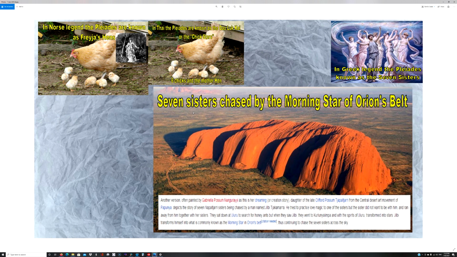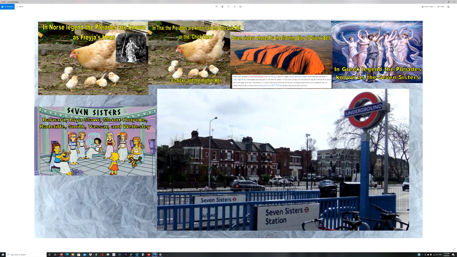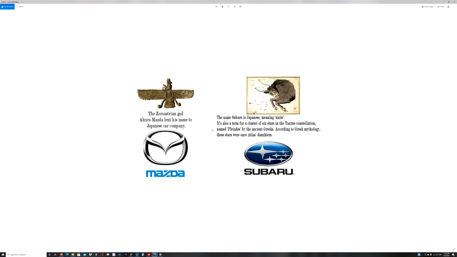So there's a connection there. Here in Australia, again, there are many different regions, but in the centre, like where Uluru is, they have a legend of the 7 sisters chased by the morning star of Orion's belt, which is a nice connection between the Pleiades and Orion. Was it the 7 sisters of the 7 colleges for the female colleges in the US? You have the Seven Sisters station in London. There are a lot of connections to 7, but these link mostly to the Pleiades.